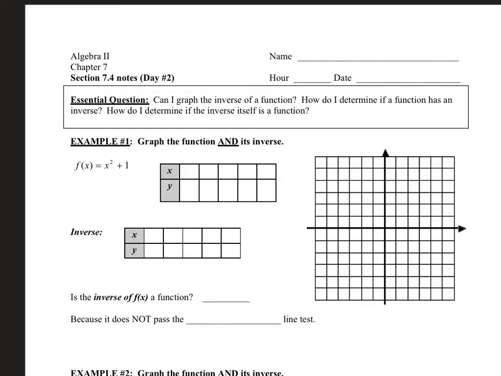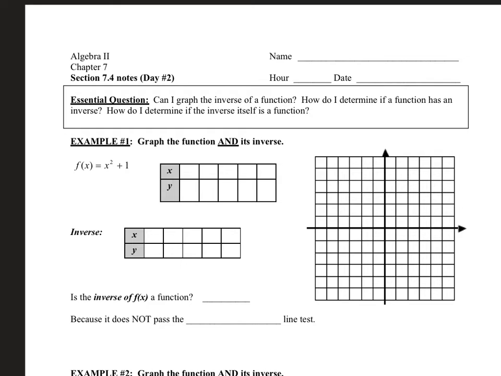We're continuing with Chapter 7, which is roots, radicals, and inverses and that kind of stuff. Today is 7.4, Day 2. Our essential question is, can I graph the inverse of a function? How do I determine if a function has an inverse? And how do I determine if the inverse itself is a function?